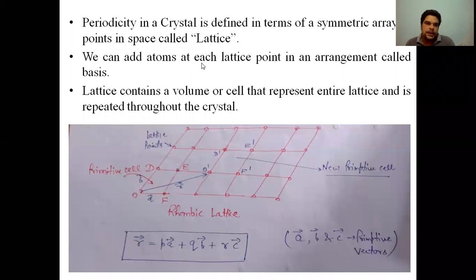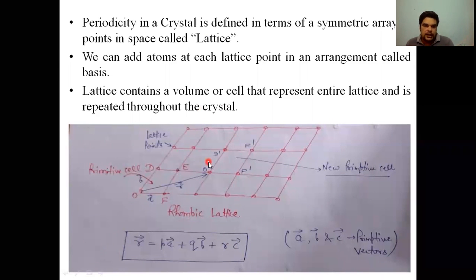Now, periodicity in a crystal is defined in terms of an array of points, a symmetric array of points, that is called lattice. In this example, you can see that this is a rhombic lattice. All these points are basically lattice points. This arrangement of atoms and all these lattice points is called lattice.